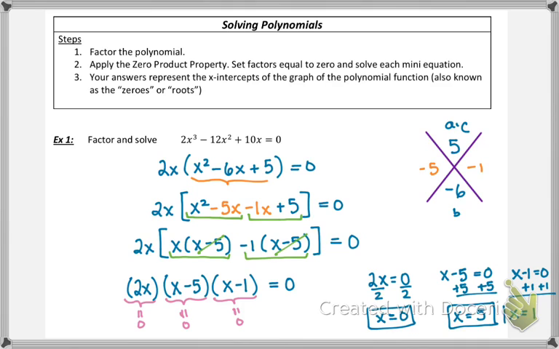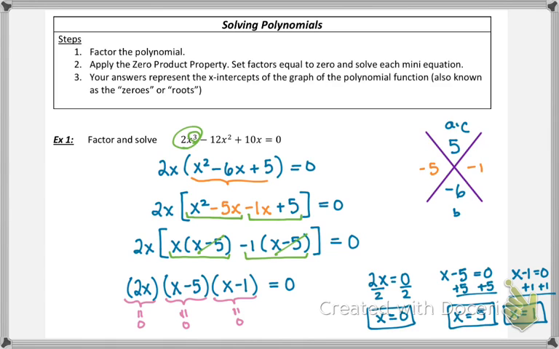X could be 1. That is my third answer. So this problem has three solutions: 0, 5, and 1. And if you look at the polynomial, it's a cubic polynomial, x to the third power. These solutions are also called the zeros or the roots of your polynomial, and it corresponds to, if I were to graph this equation as y equals 2x cubed minus 12x squared plus 10x, it represents the x-intercepts of your graph. So we know that this graph intersects the x-axis 3 times because it's a cubic polynomial. It's a power of 3.